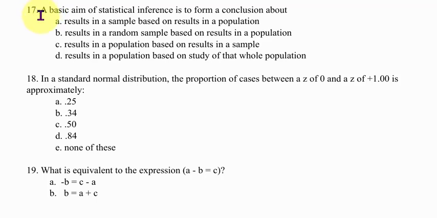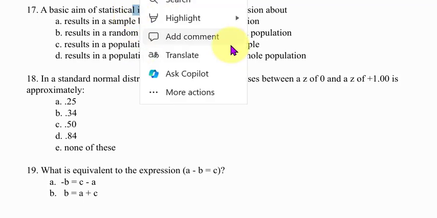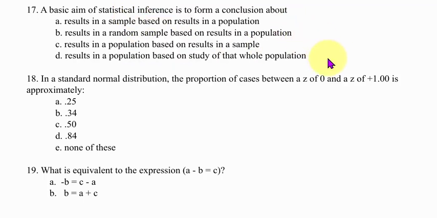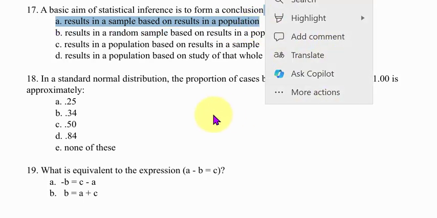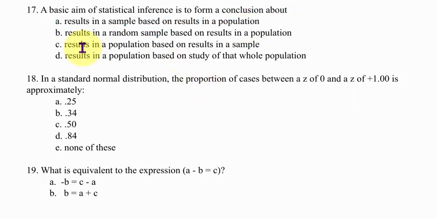Next, 17. A basic aim of statistical inference. Inference means you're going to run a test, right? That's all that means. Is to form a conclusion of which of the following is true. Results from a sample based on results of a population. That's kind of strangely worded, but that seems true to me. Results in a random sample based on results. That seems true too. And that word random makes it more true because it has to be randomly picked. Results in a population based on results in a sample.